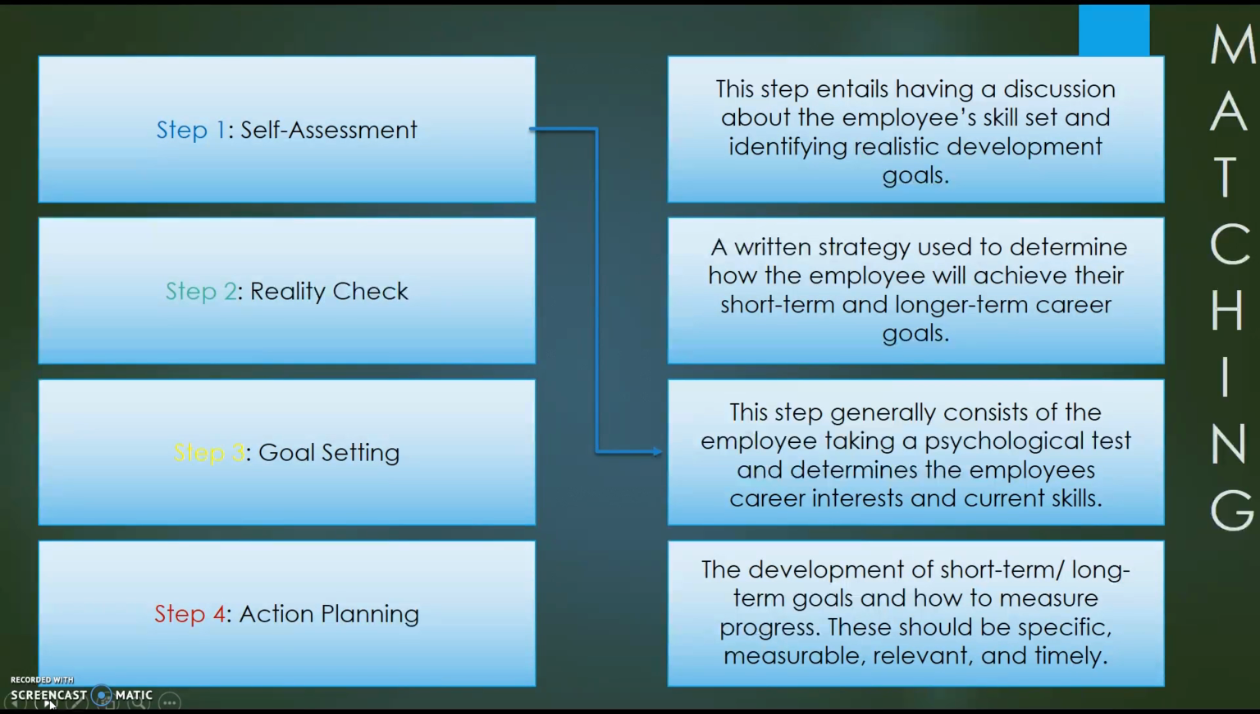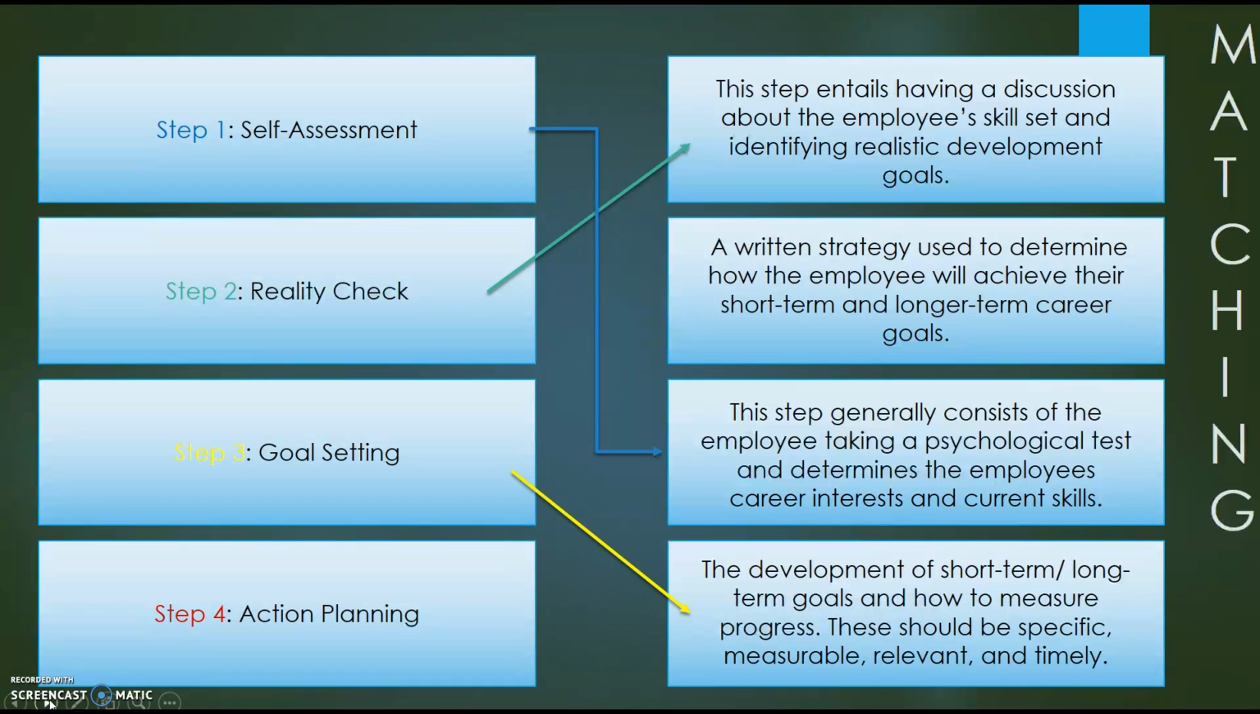Let's move on to step 2, reality check. Which square describes reality check? If you said first square, great job. This step entails having a discussion about the employee's skill set and identifying realistic development goals. Let's move on to the third step, goal setting. Which square describes this step? If you said the fourth square, you are correct.